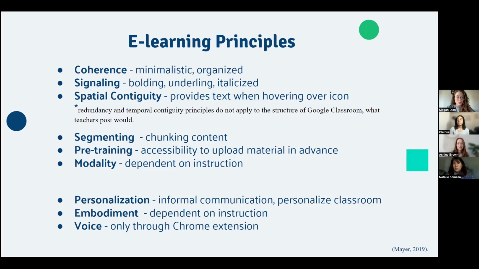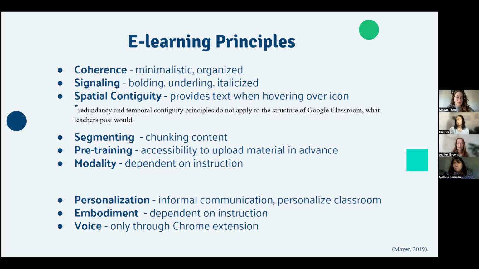Moving on to the e-learning principles. The first three principles here, coherence, signaling, and spatial continuity, relate to the instructional methods to reduce extraneous cognitive processing. For the coherence principle, from our perspective, Google Classroom is very minimalistic. Each classroom is structured with 4 tabs: the homepage, the classwork, people, and grades. In regards to the coherence principle, we do not think Google Classroom has any features that distract students' learning. Therefore, we believe that Google Classroom aligns with the coherence principle.